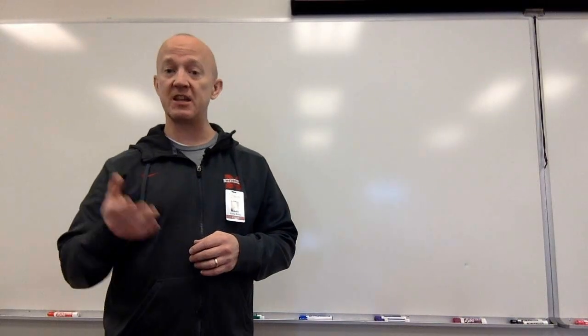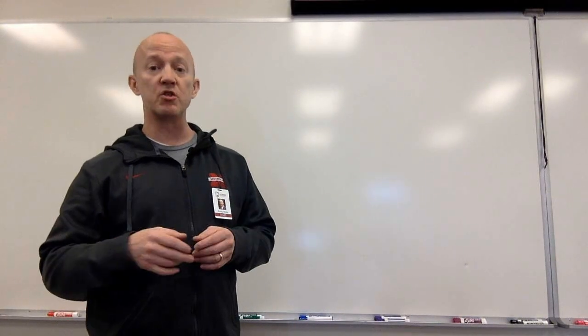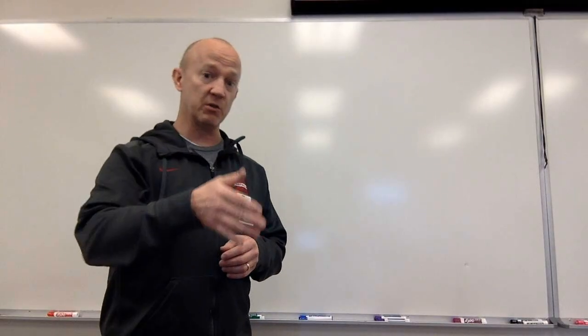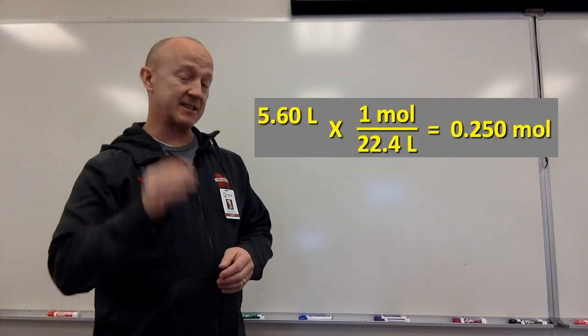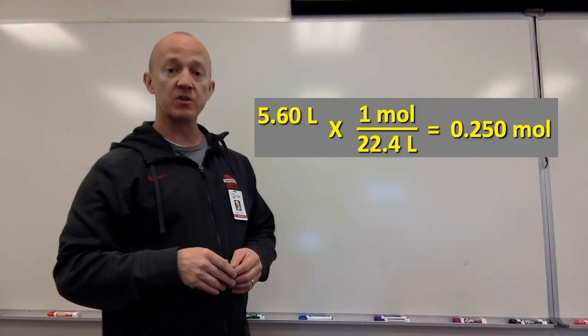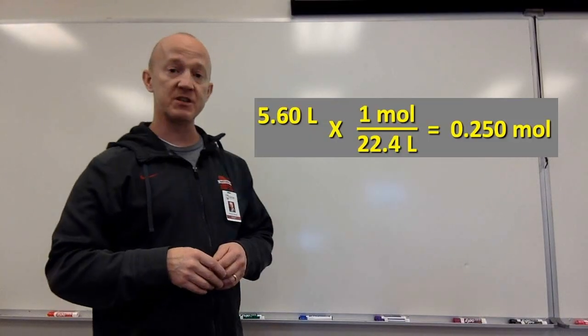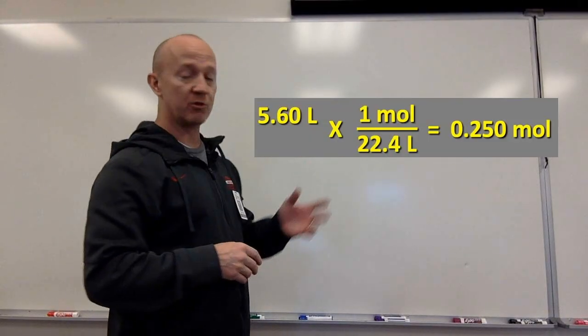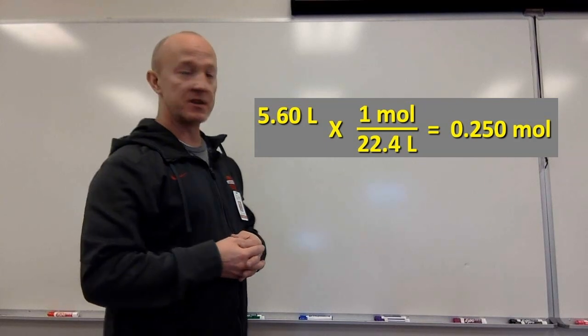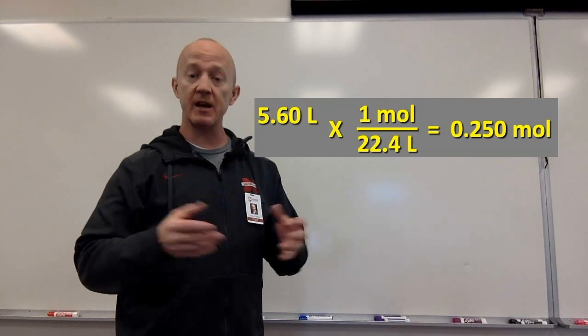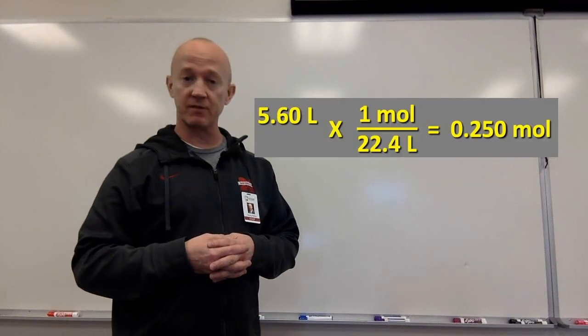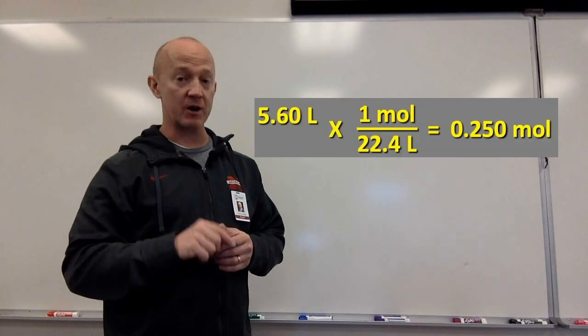So if you have a gas at standard temperature and pressure, you can use that conversion factor to make calculations for volume or for moles. Let's say you have 5.6 liters of any gas. It's at standard temperature and pressure. So to compute how many moles you have, we simply divide by 22.4 liters. 5.6 divided by 22.4 gives us 0.25. That is 0.25 moles of gas at standard temperature and pressure.